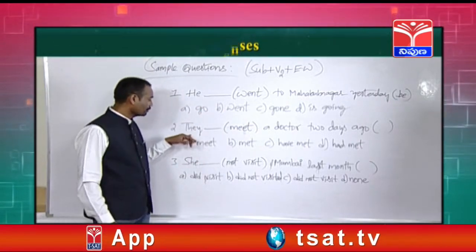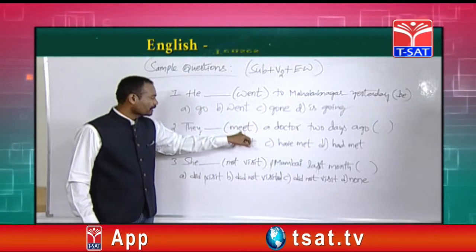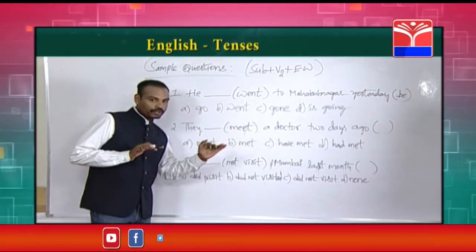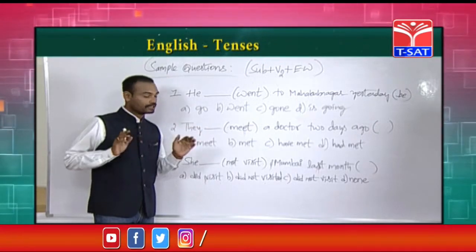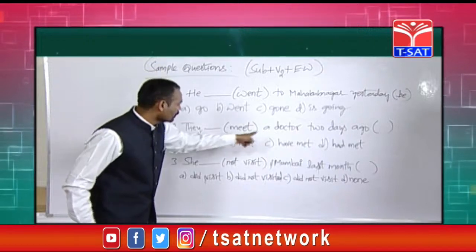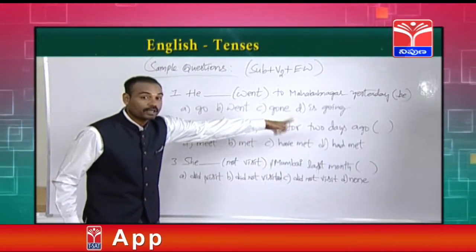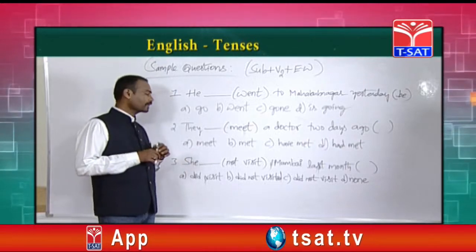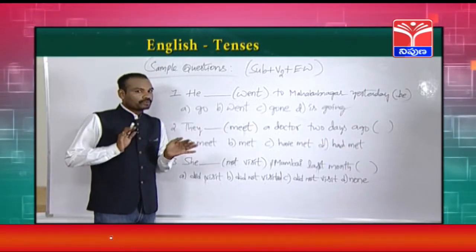Let's see one more example. They dash, with meet under the bracket, a doctor 2 days ago. I have told you that before going to catch the answer, we should know which tense it is. How to find out the tense? With the help of the keyword. Is there any keyword? Yes, ago. Ago is the keyword of simple past. So ago means it is simple past tense. So you came to know which tense it is.